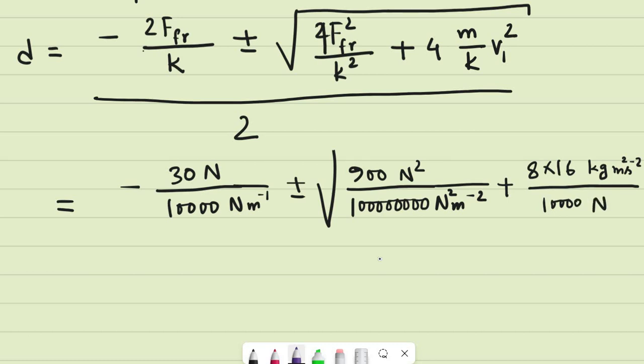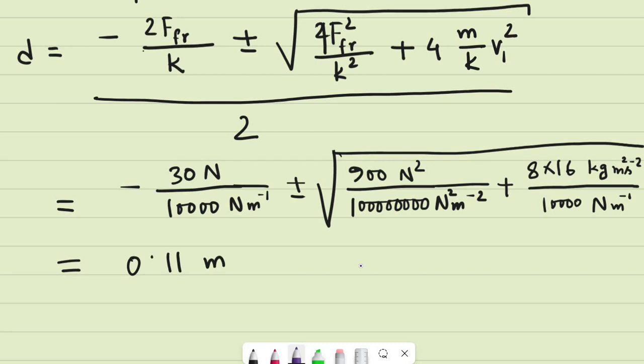This is a good place to use our calculator, with the square root, of course. Let us plug in these values into a calculator and see what I find. This whole thing gives 0.11 meter. I suggest you check the units, and I believe you'll agree with this answer as well. So let's move on to the next one.